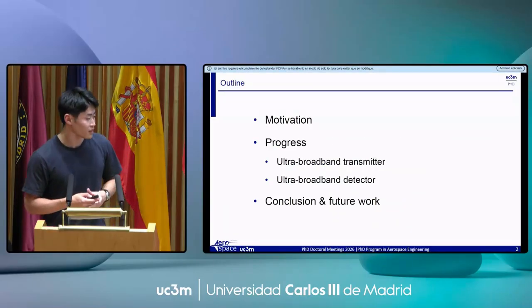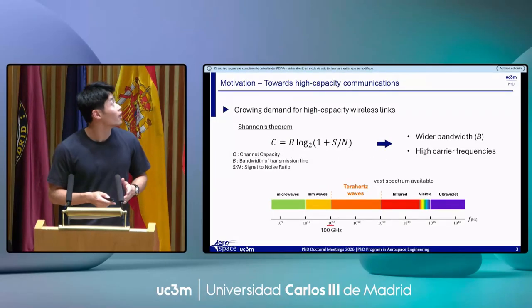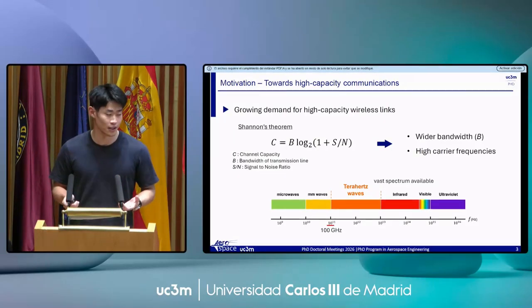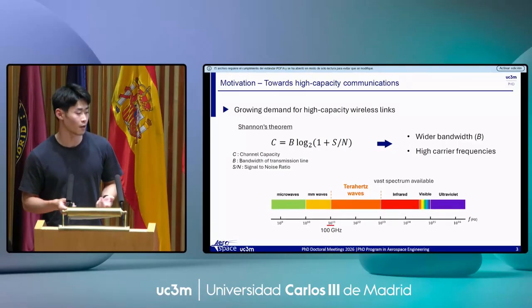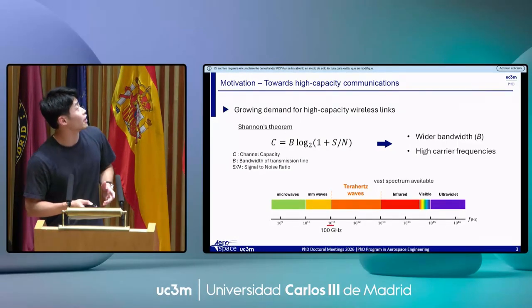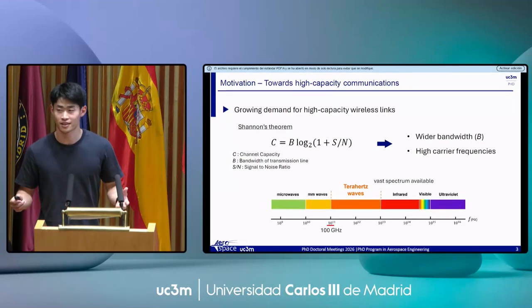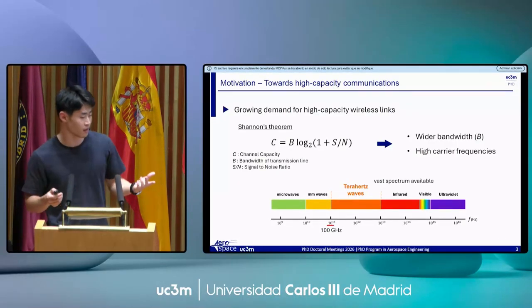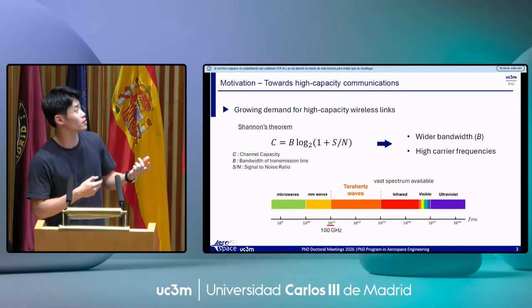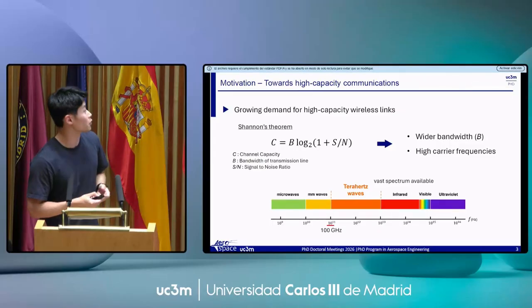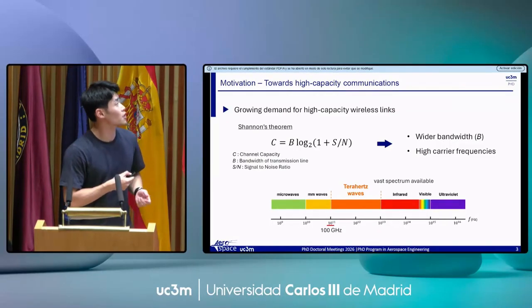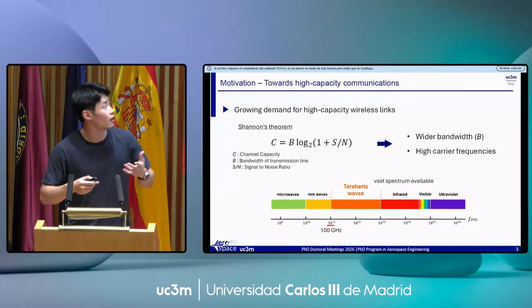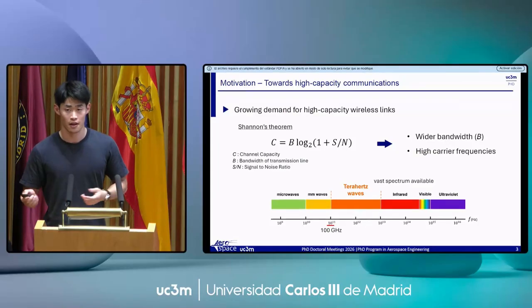So here is the outline of my presentation, and I'll start with the motivation for my thesis. There has been a growing demand for high-capacity wireless links due to a huge increase in data traffic in recent years. According to Shannon's theorem, in order to increase the channel capacity, we need to increase the bandwidth of the transmission line. If you want wider bandwidth, one of the possible ways is to move towards higher frequencies. For example, in the terahertz range, starting from 100 gigahertz, there is a vast spectrum available, which is untapped and not currently practically used in current technologies.